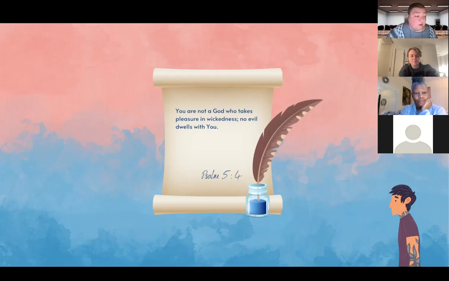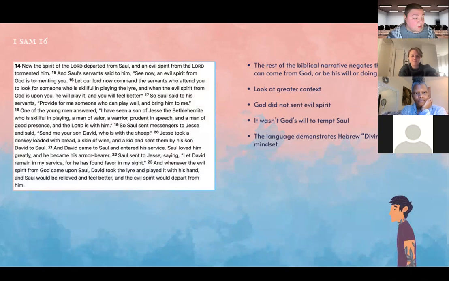David wrote in the Psalms, "You are not a God who takes pleasure in wickedness. No evil dwells with you." The rest of the biblical narrative negates the idea that evil can come from God or that it is his will or doing. We must look at the greater context to understand. The evil spirit did not come to Saul from God, as in God sent it, nor was it God's will to tempt Saul, but the language here demonstrates a good example of the Hebrew divine responsibility mindset.